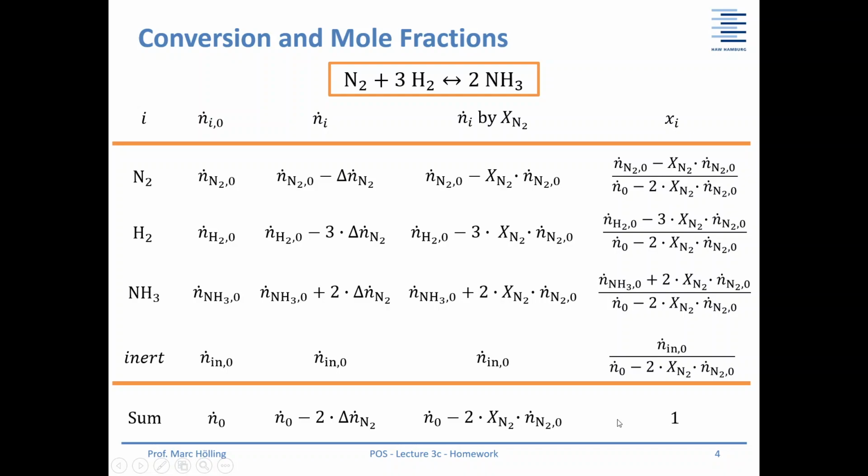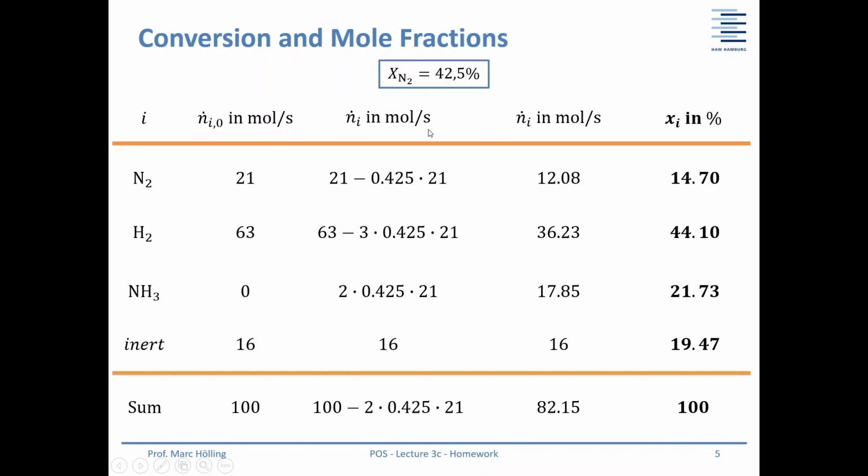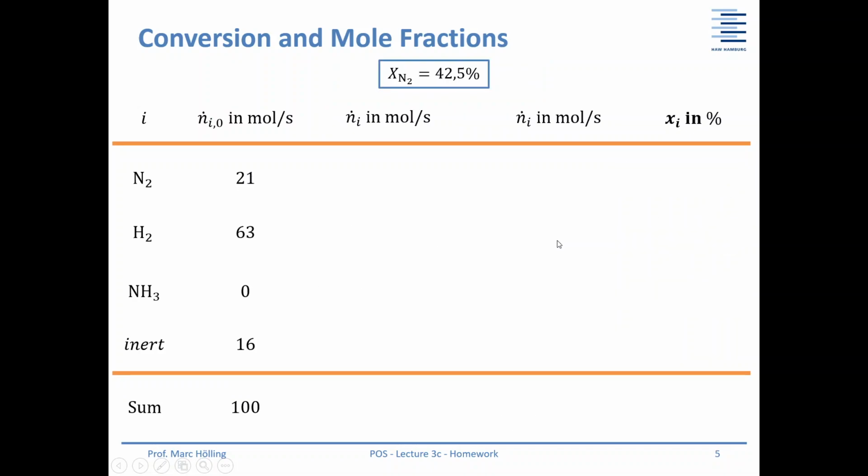Okay, let's do this. So we start from the table. We start with the mole flows at the inlet. This is just 100 times the percentage. It's very easy. And then you can do this. So let's go back. If we look here, then you have to know your inlet mole flow minus your inlet mole flow of nitrogen times the conversion, or for hydrogen it would be 3 times the conversion times the nitrogen mole flow at the inlet.